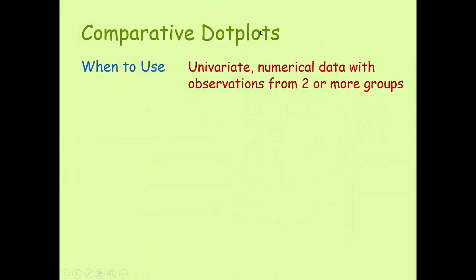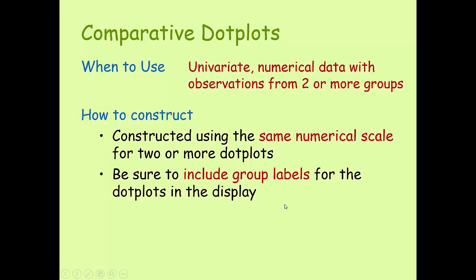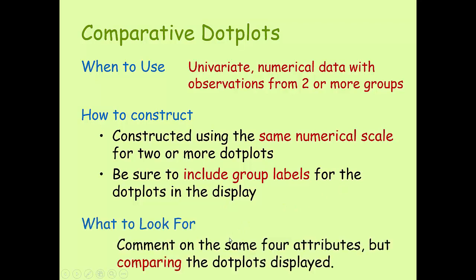A comparative dot plot, once again, univariate, numerical. The big difference here is you have 2 or more groups. You still do it with your horizontal numerical scale, but you need to be sure to include group labels for the dot plots. What you're looking for, well, if it's 2 or more groups, you're looking to compare. You're looking at a comparison.